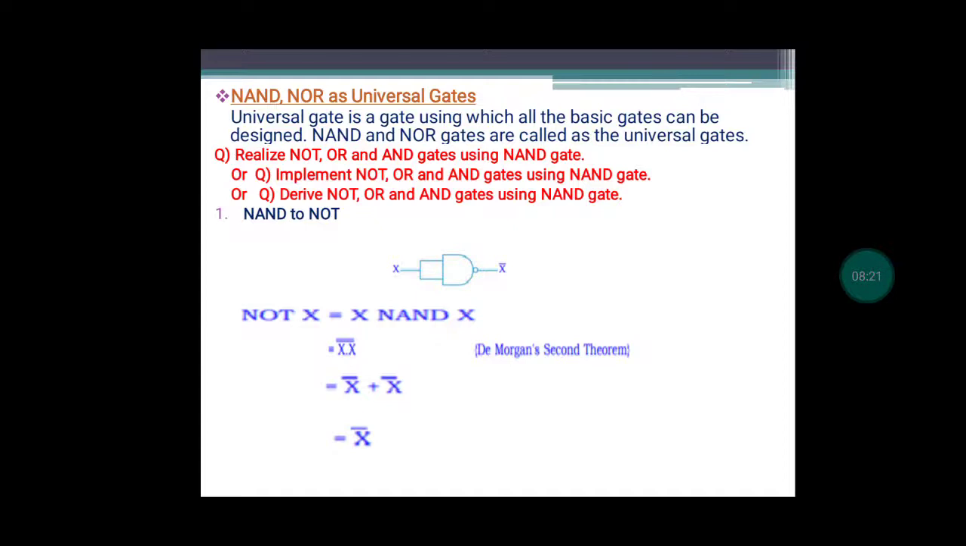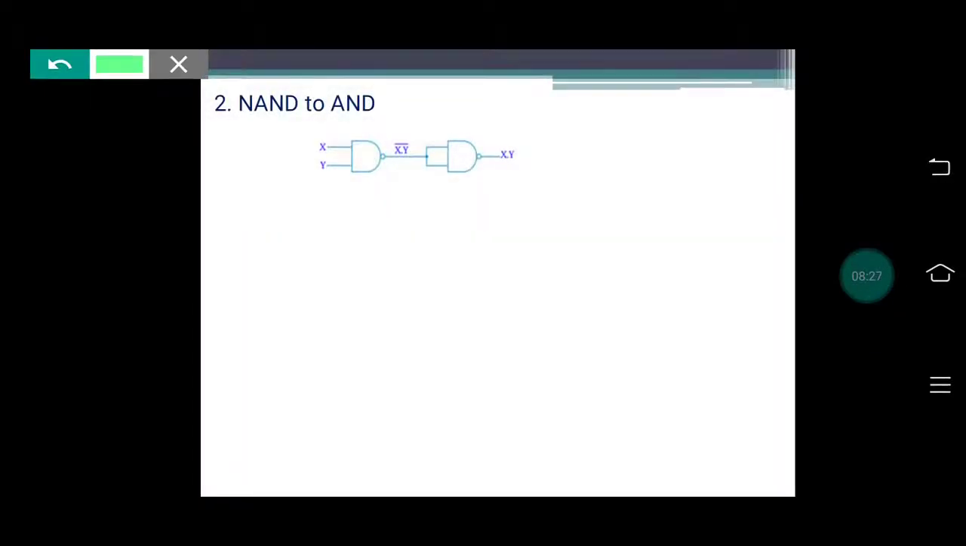Okay, now we will see the next one. How to derive an AND gate using the NAND gate. See here, what I want is the AND gate operation. I want the output as an AND gate. So what I have to do here is use 2 NAND gates. I have to use how many? I have to use 2 NAND gates.